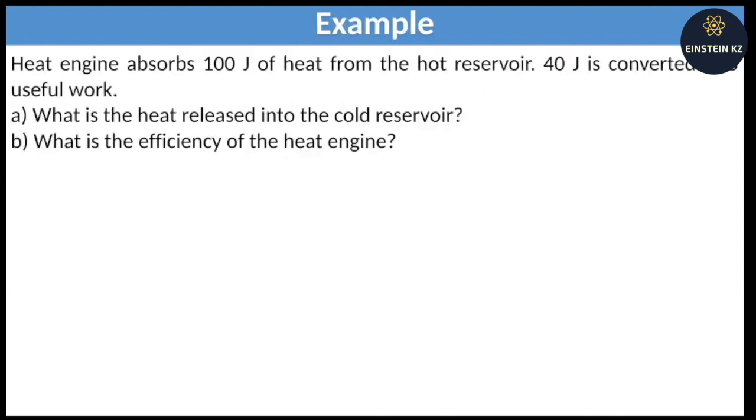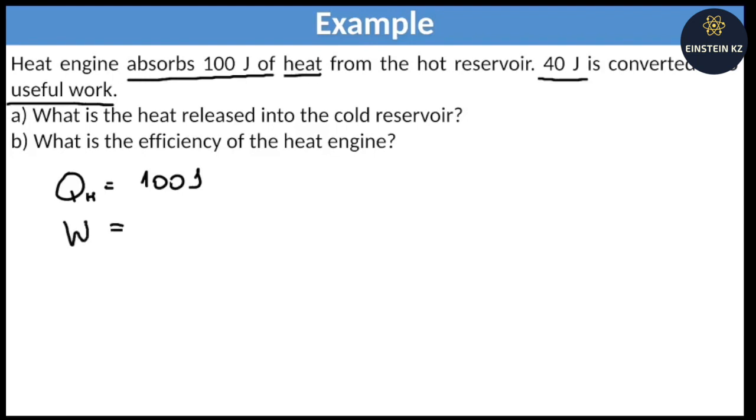Now let's solve one question to better understand this topic. In this question, a heat engine absorbs 100 joules of heat, so our Q hot is equal to 100 joules, and 40 joules is converted into useful work, so our W is equal to 40 joules. In part A we have to find the heat released, so we have to find Q cold, and in part B we have to calculate the efficiency of the heat engine.